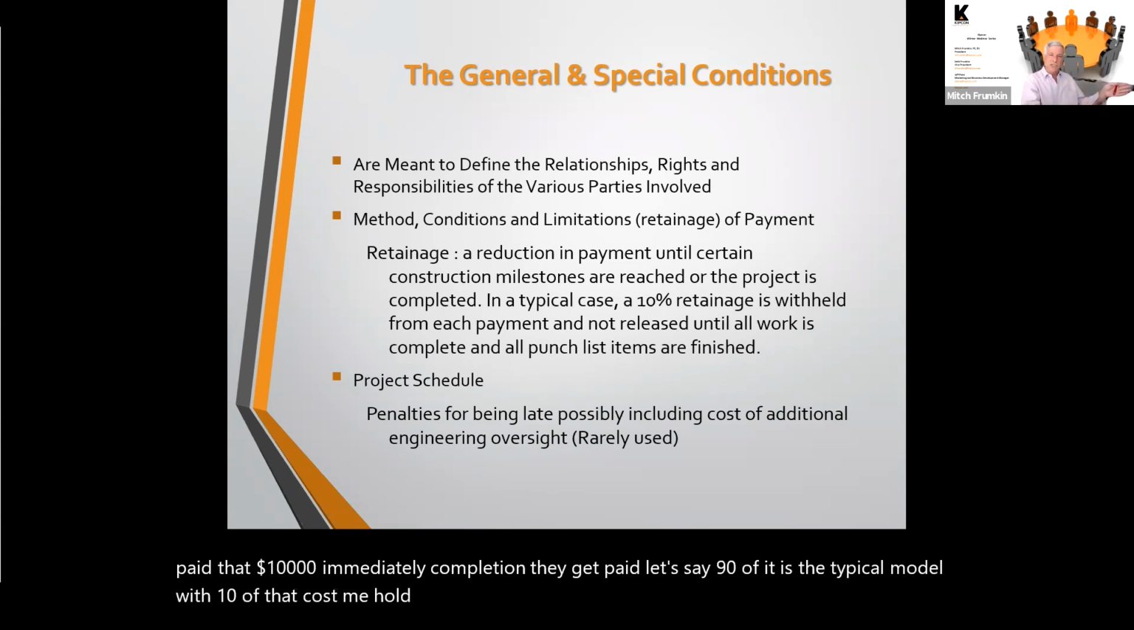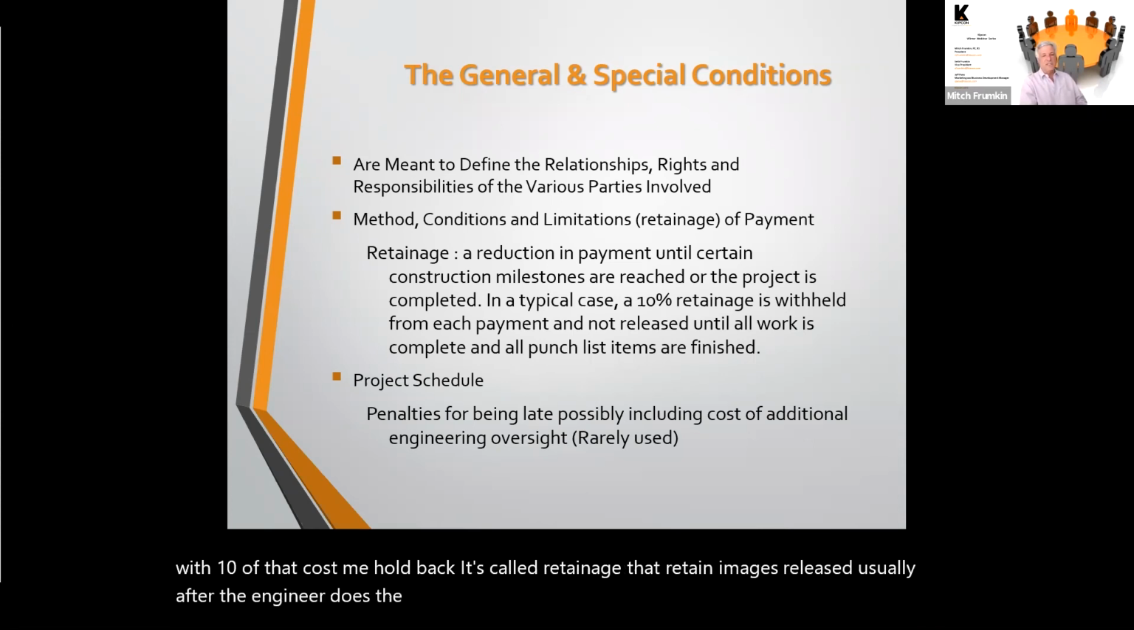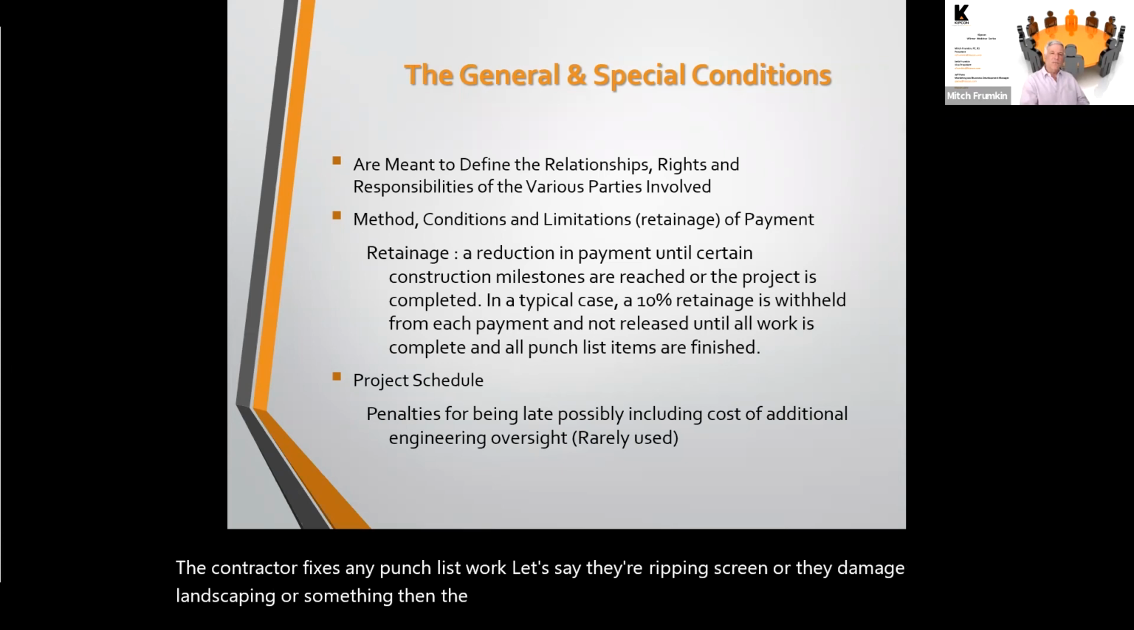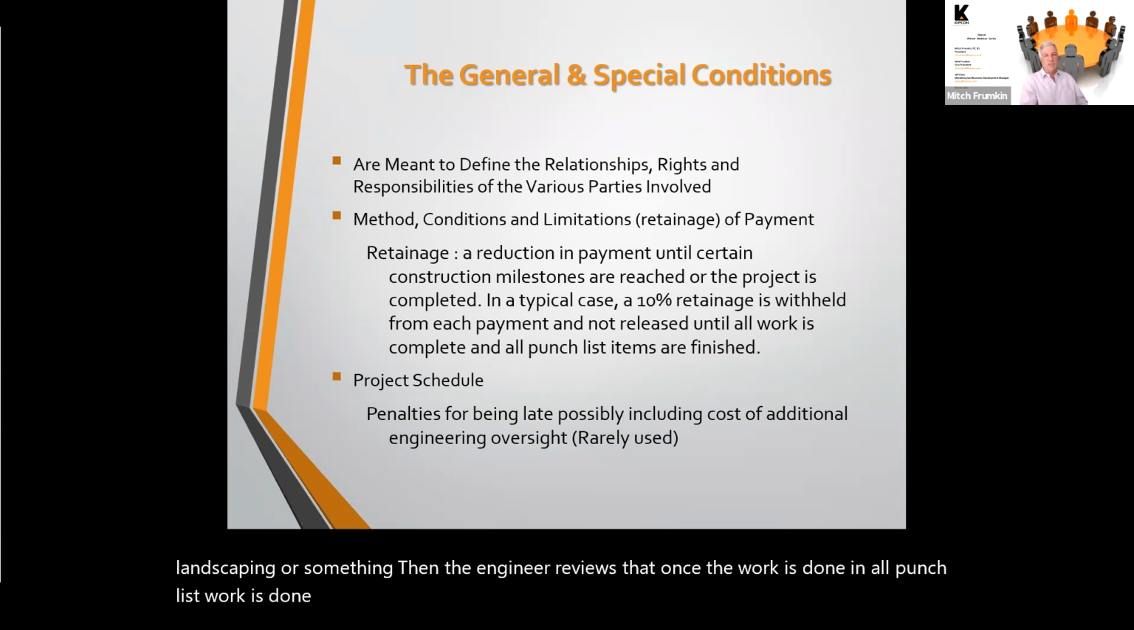It's called retainage. That retainage is released usually after the engineer does the inspection and the contractor fixes any punch list work. Let's say they rip a screen or they damage landscaping or something. Then the engineer reviews, and once the work is done and all punch list work is done, the contractor is paid that 10% retainage. But most of these contracts are based on retainage.